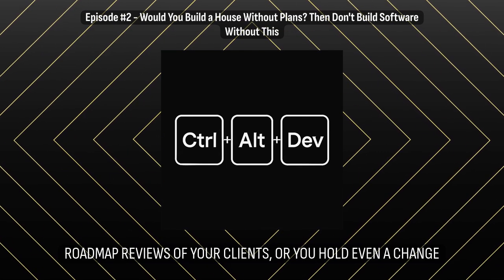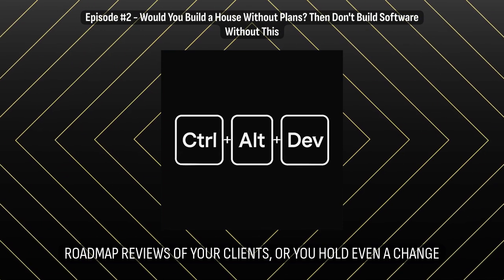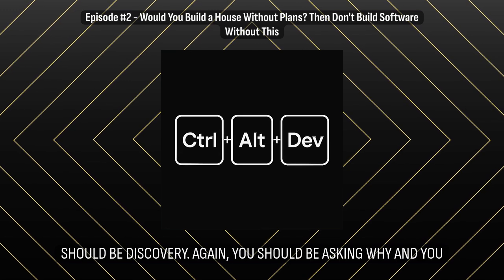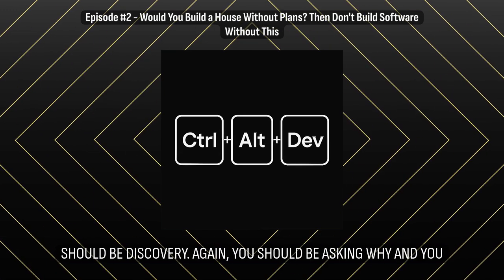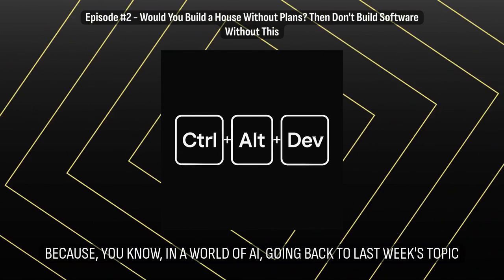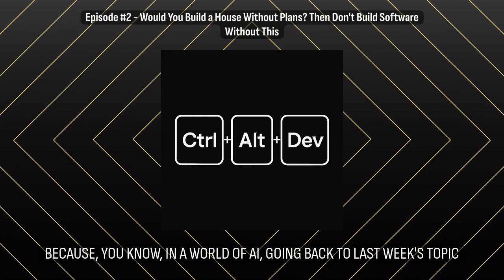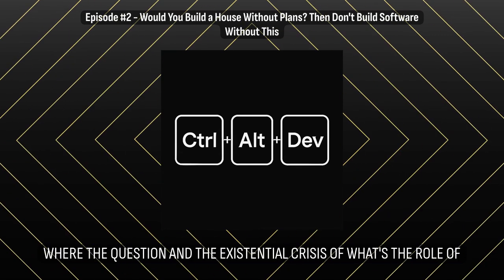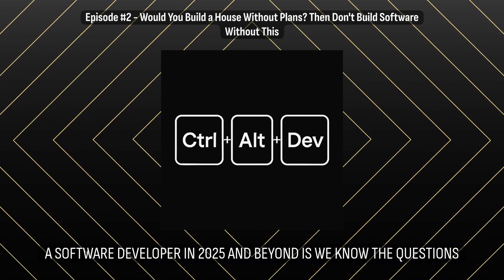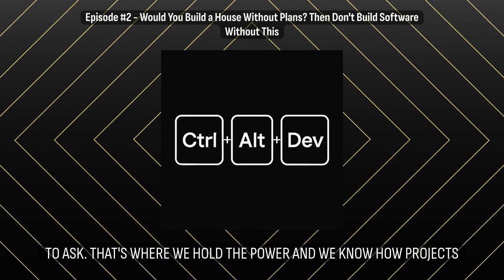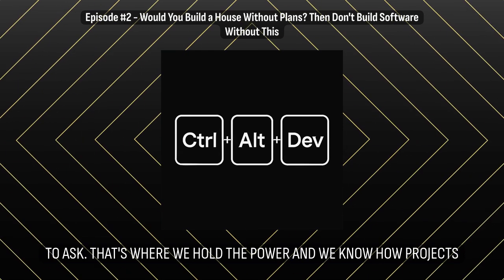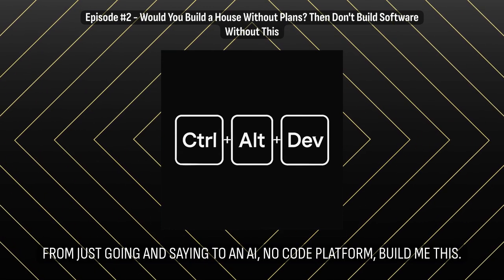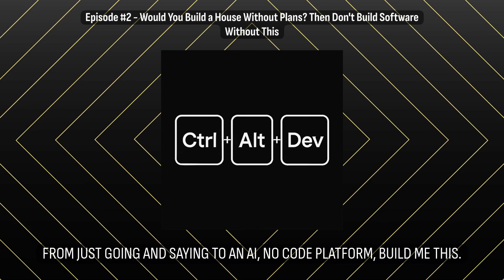So if you do anything like monthly roadmap reviews of your clients, or you hold even a change request meeting to discuss a new feature, a tiny amount of it should be discovery again. You should be asking why, and you should be asking the questions that they haven't thought of, because, in a world of AI, going back to last week's topic, where the question and the existential crisis of what's the role of a software developer in 2025 and beyond is, we know the questions to ask. That's where we hold the power, and we know how projects are developed and are successful. And it's a very different thing from just going and saying to an AI no-code platform, build me this.